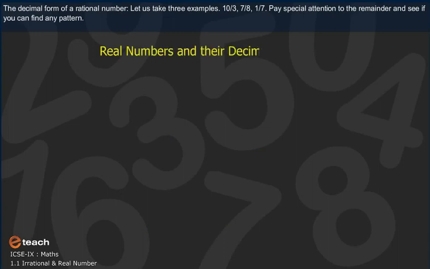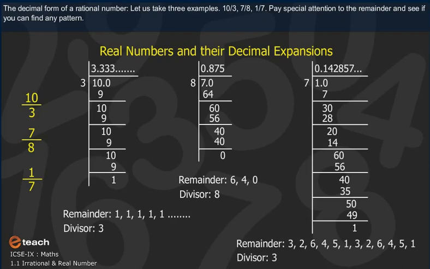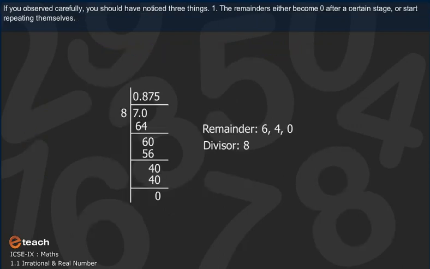The decimal form of rational number. Let us take 3 examples: 10/3, 7/8, 1/7. Pay special attention to the remainder and see if you can find any pattern. If you observed carefully, you should have noticed 3 things.